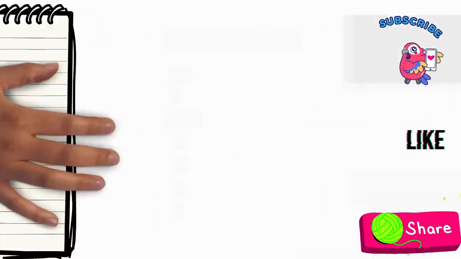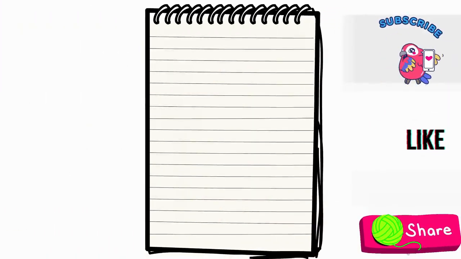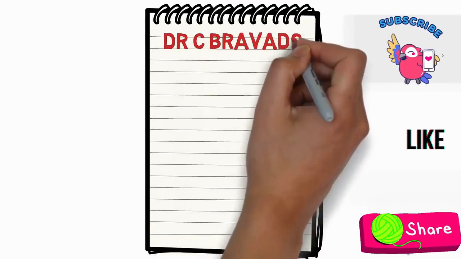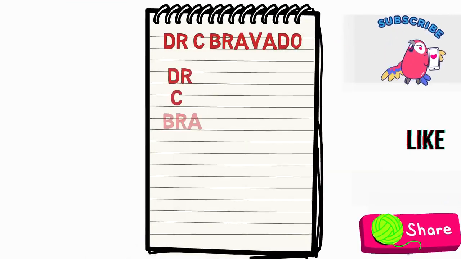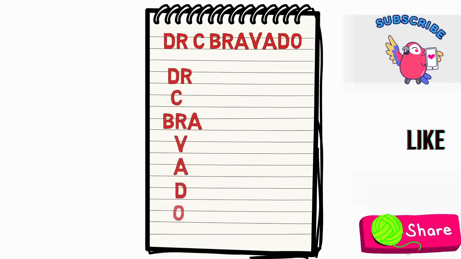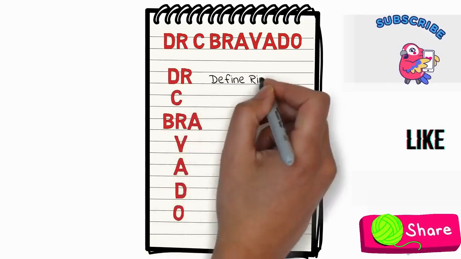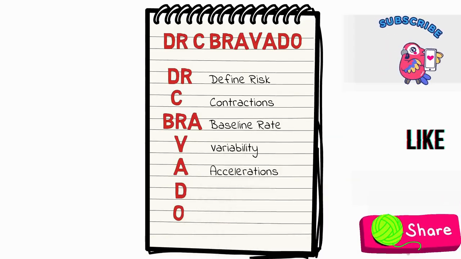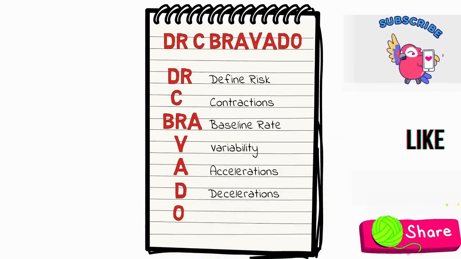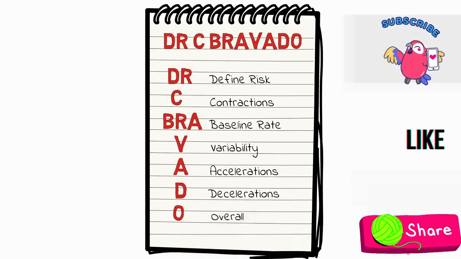But now, how are we going to interpret the CTG? First of all, we always keep it structured to make it easier and never miss out on anything. And to do this, we use a mnemonic called DR C BRAVADO, which stands for define risk, contractions, baseline rate, variability, accelerations, decelerations, and overall impression.